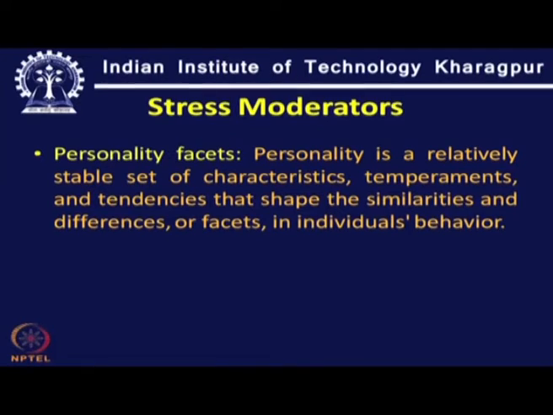Now, we will discuss some of the stress moderators, what moderates the level of stress that is experienced by a particular individual in an organization. And of course, the primary moderator is the personality facets. Personality is a relatively stable set of characteristics, temperaments and tendencies that shape the similarities and differences in individuals' behavior patterns. So how we are prone to see and interpret certain things will define whether we see certain aspects in our life as stressful or not.